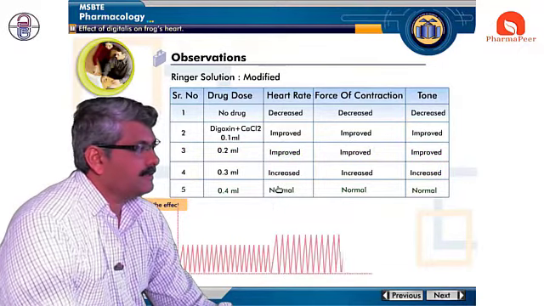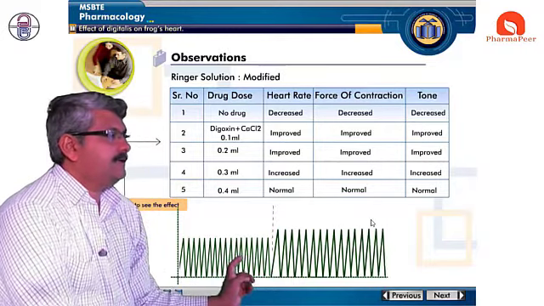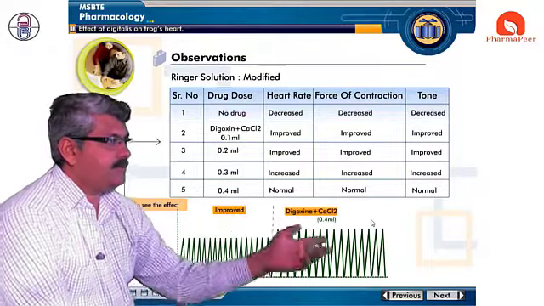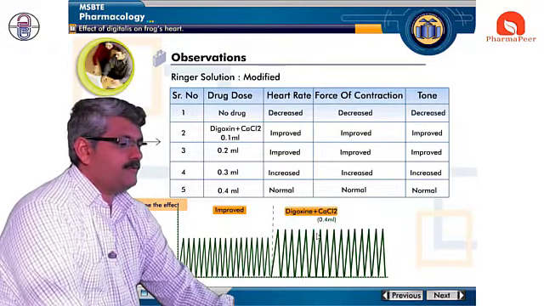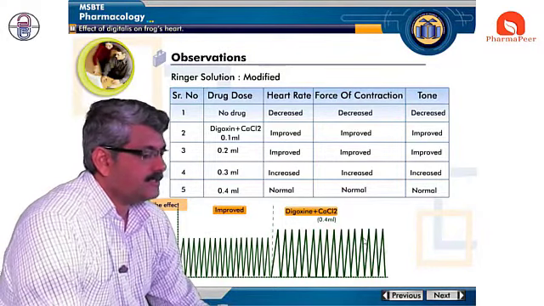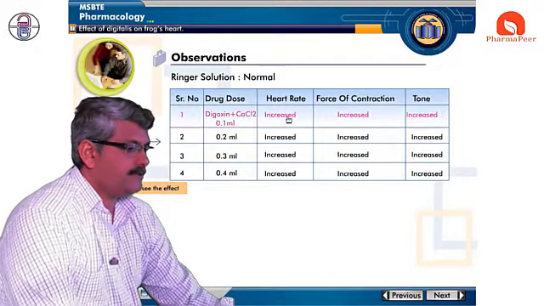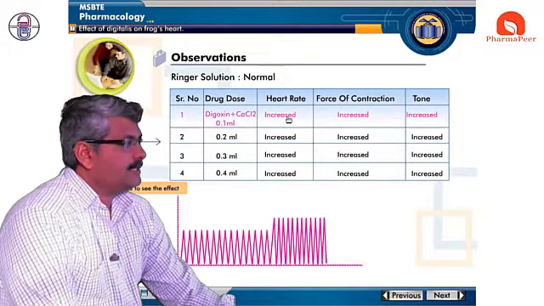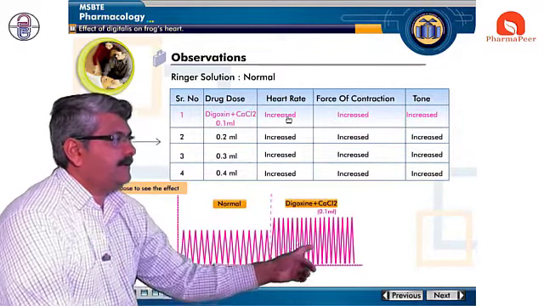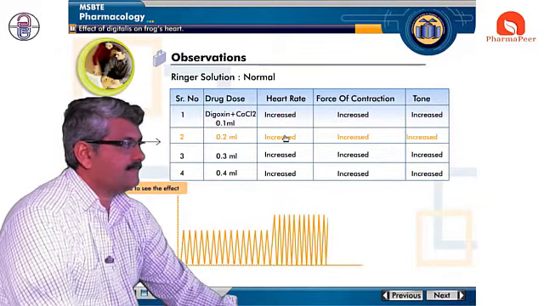And in the last, we can say that it almost comes to normal. Every time it improves, and almost with 0.4 ml, it is normal. So this is our observation table with the normal Ringer solution. This is the effect on normal heart rate, normal activity, and the combination of digitalis and calcium chloride.